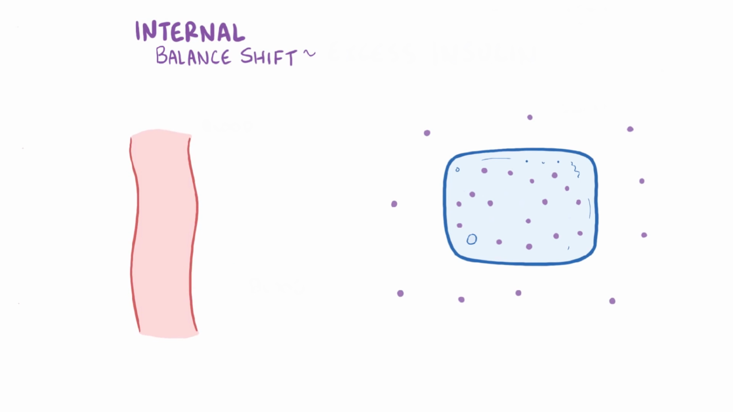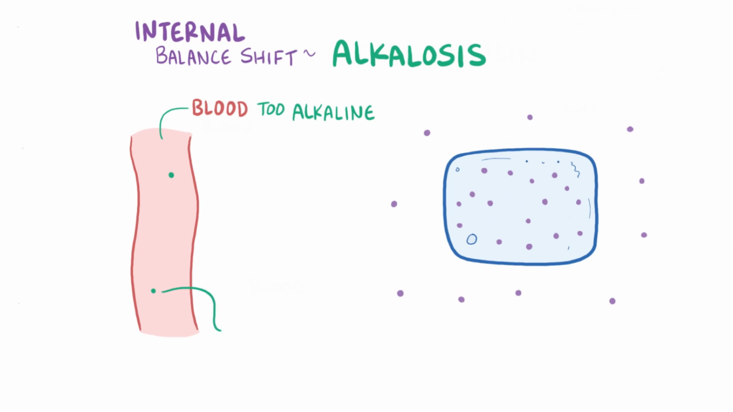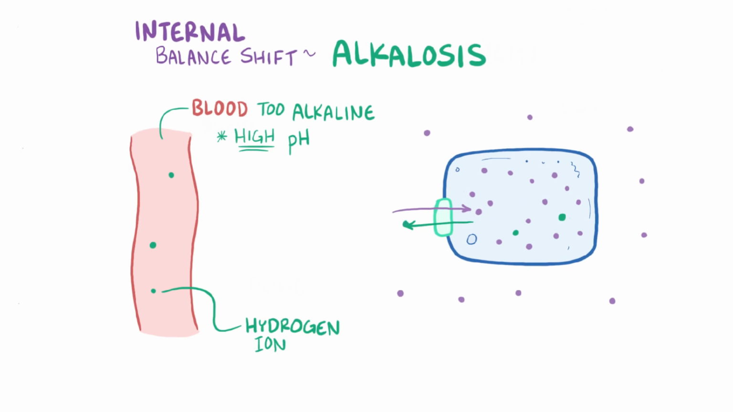Another cause of an internal potassium balance shift could be an alkalosis, which is when the blood becomes too alkaline. In other words, there's a lower concentration of hydrogen ions, meaning a higher blood pH. One way the body can decrease blood pH is by moving hydrogen ions out of cells and into the blood. To accomplish this, cells use a special ion transporter that exchanges the hydrogen ion for a potassium ion across the cell membrane. So, in order to help compensate for an alkalosis, hydrogen ions leave cells and potassium ions enter the cells and leave the blood, resulting in hypokalemia.